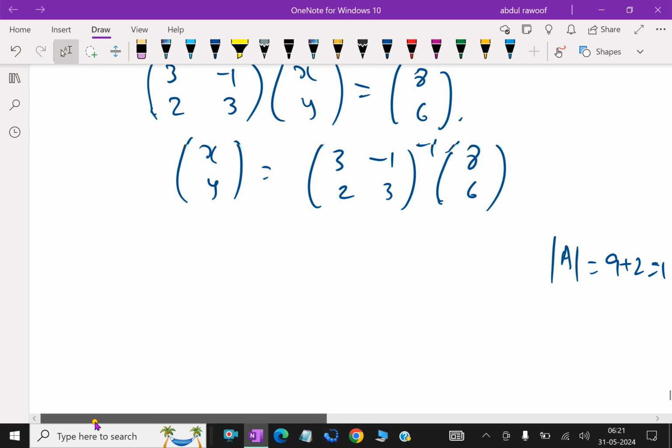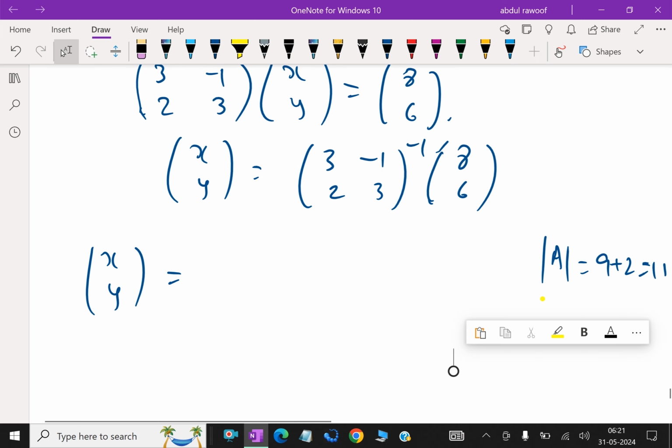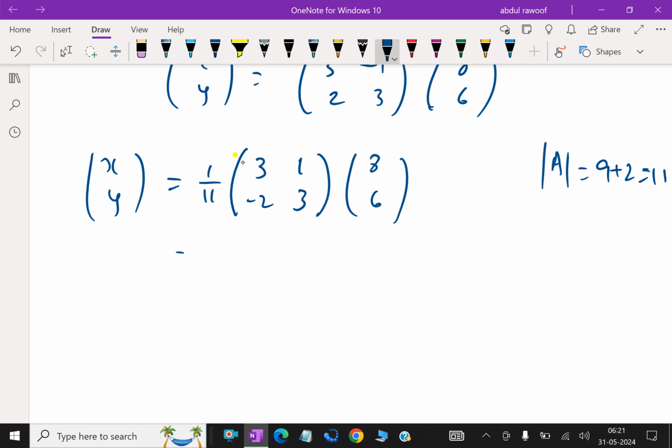Now therefore x y equal to 1 by determinant, the inverse is 1 by determinant, that is 1 by 11. Interchange the diagonals. The principal diagonal is 3 and 3, so interchanging itself gives the same. Minus 1 becomes plus 1, 2 becomes minus 2. This is the inverse of this. Then 8 and 6. Look at here. Then 1 over 11 multiplied.